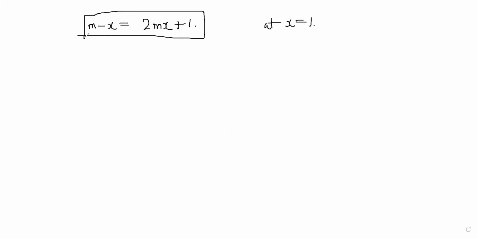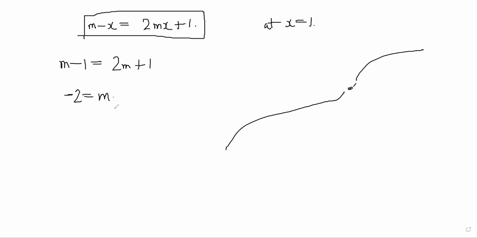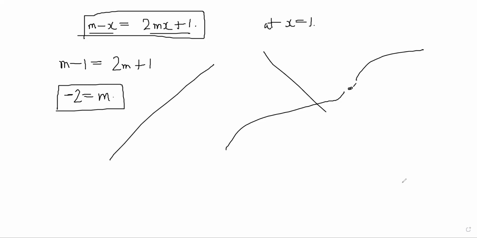So at x is equal to 1, since the function is changing, you cannot skip values, right? It cannot be like this. So at x is equal to 1, if you put, you'll get -2, right? You're getting m is equal to -2, so that you are ensuring that these two lines are intersecting. You cannot have two disconnected lines.